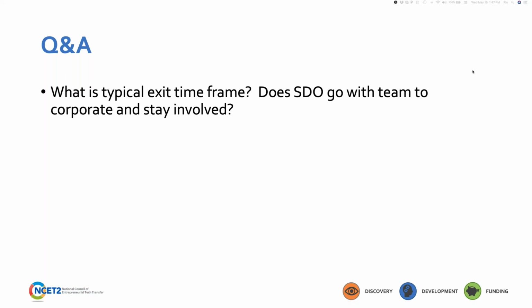The SDOs don't go with the corporate. The SDOs don't really even go with the team, because these are really advisory roles. So the team that usually goes to the corporate, if the corporate wants them, right, the customer wants them, is the science team. So the people that created the IP is usually who they want.